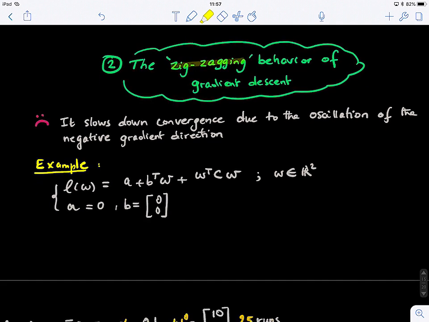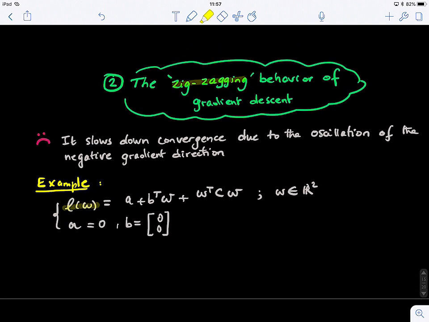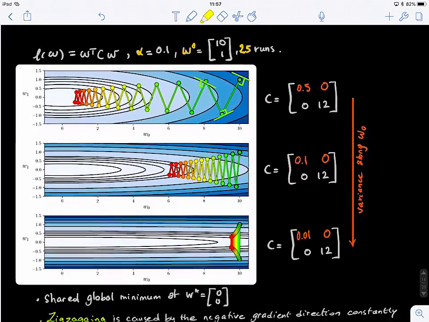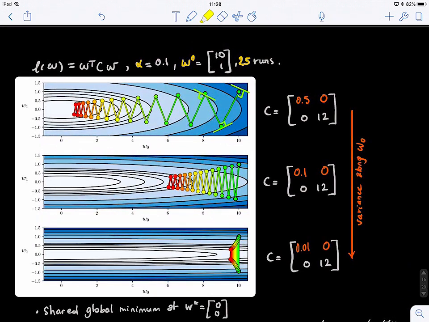So we're going to look at this function right here. So a is equal to 0, b is also a null vector. And let's see how, for different c values, the gradient direction changes. So first, this is our quadratic loss function. This is our initial point W0, and we run the gradient descent for just 25 times. And these are actually our C matrix that we use to plot this function.